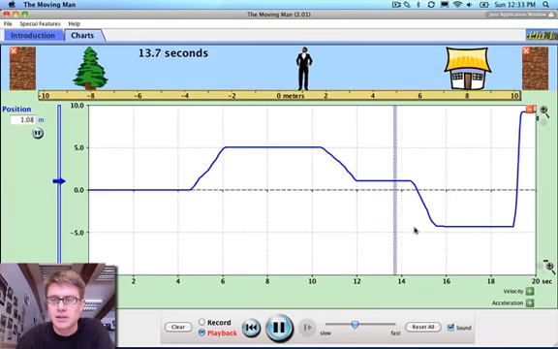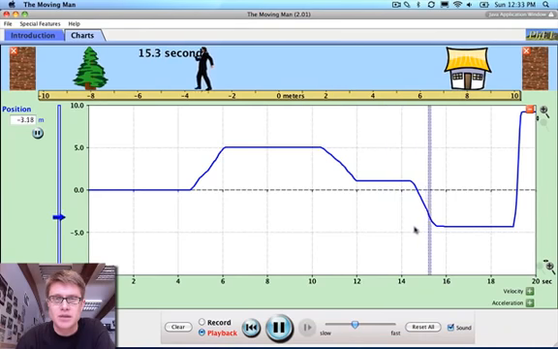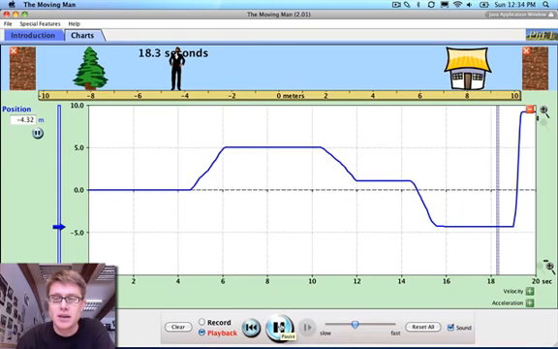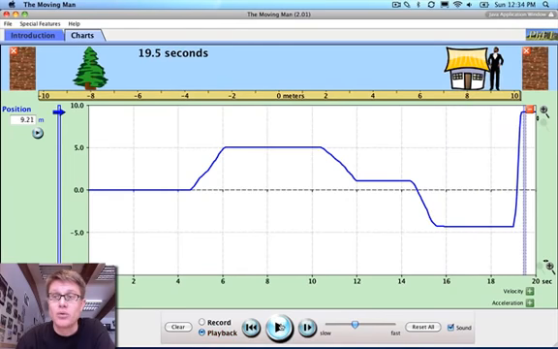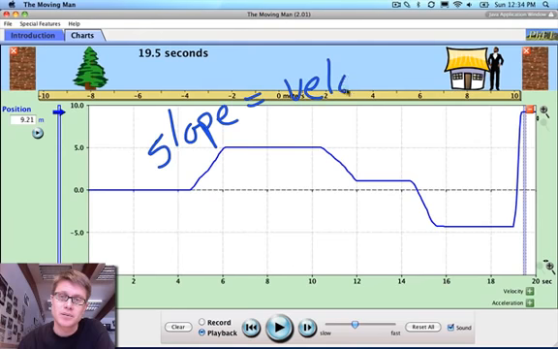Now, this line looks a little bit steeper, so let's watch what happens. Can you see how the man's moving faster? And now let's watch the man at the end. The man, whoa, really moved. And so the slope of this line also tells us the speed. And so that's the first rule. First rule that you should pick up, at least that I've picked up, is that the slope equals the velocity.